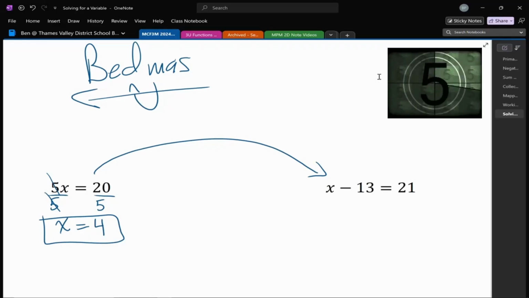I'll ask you folks to try x minus 13 equals 21. I want you to lay it out just like I did, working down. And pause the video here, come back for the solution.